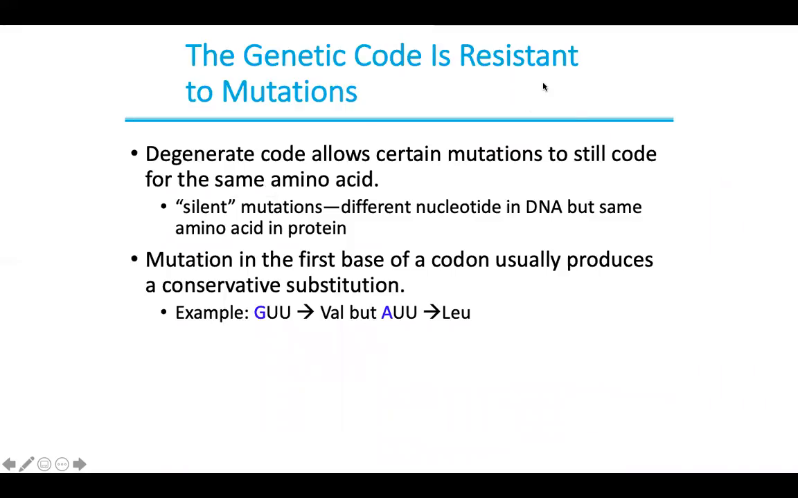The genetic code is resistant to mutation. The degenerate code allows certain mutations to still code for the same amino acid. We have the silent mutation, which changes the nucleotide in the DNA but codes for the same amino acid in the protein. Mutation in the first base of a codon usually produces a conservative substitution.